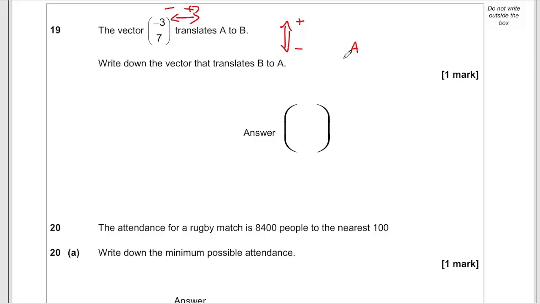So the first one's going back 3 spaces, 1, 2, 3, and then up 7 spaces. So let's say, for instance, it's up here. So I've gone 3 that way, and I've gone 7 that way. If I want to do it the opposite way around, okay, I'm going to do my left and right first. I go 3 to the right, and then I go 7 down to get back to where I started. So it's just the inverse of whatever the vector is. So 3, minus 7.